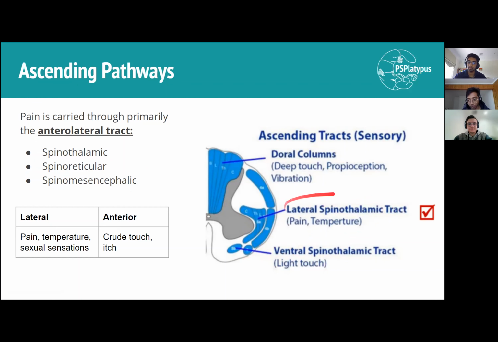The lateral one is the one that we're particularly talking about because it mediates pain and temperature. The ventral one is more of light touch, so we don't really worry too much about that. But as for the total anterolateral tract, the lateral anterolateral tract does pain, temperature, and sexual sensations, and the anterior one does crude touch and itch. And the picture on the right is specifically for the spinothalamic tract of the anterolateral tract.